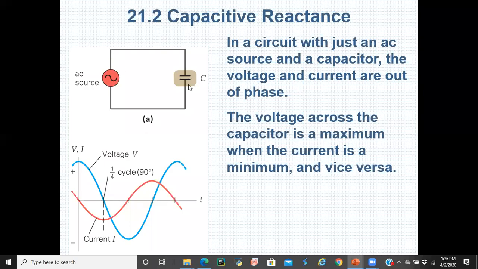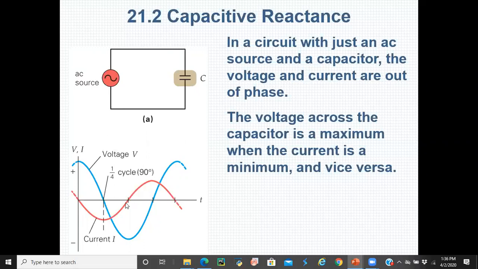This is a capacitive circuit. It only contains a single capacitor and an AC source. This is opposite to the resistance circuit connected to an AC source. In the resistance circuit, we have seen current and voltage are in phase, but in this case, they are out of phase. When the voltage across the capacitor is maximum, current is minimum, or vice versa.